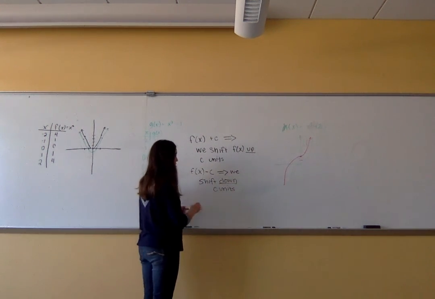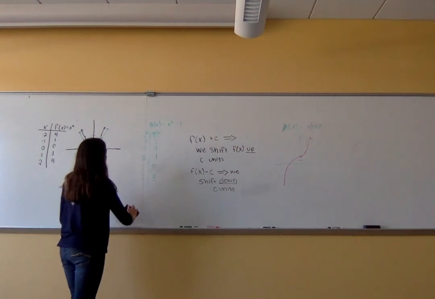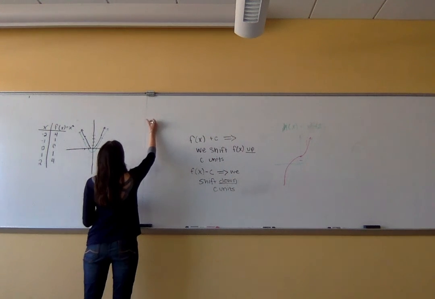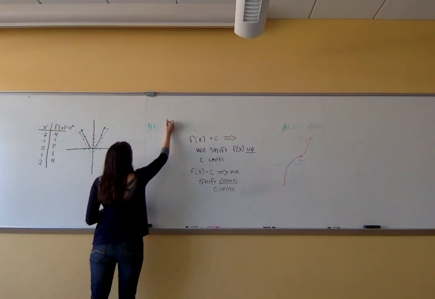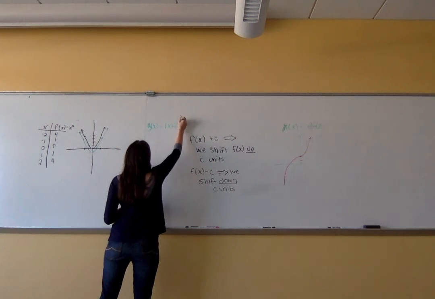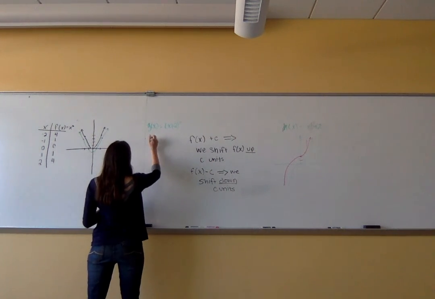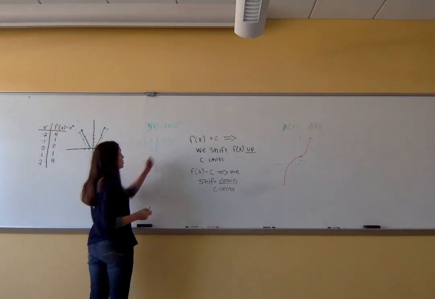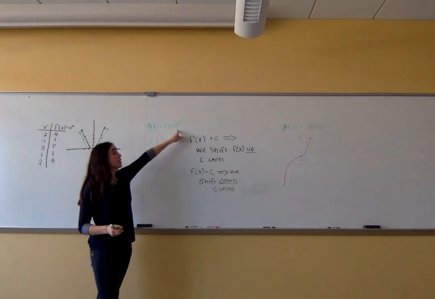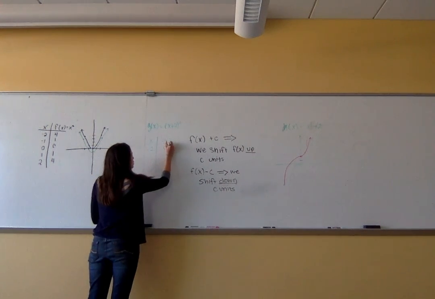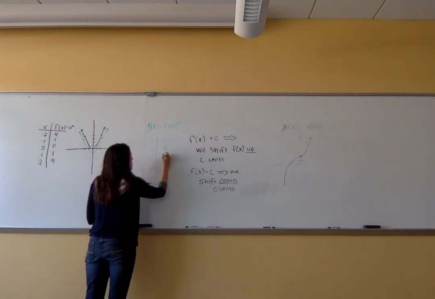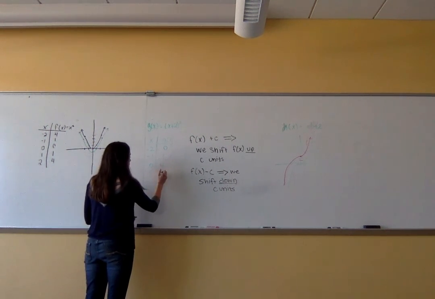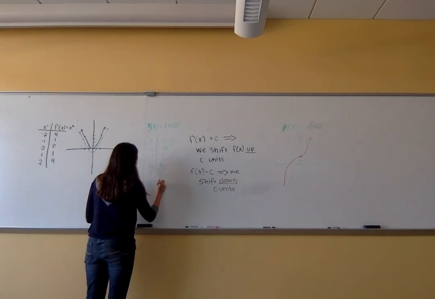So now there's another way that we can shift. We can shift left or right. So let's look at g of x equals x plus 2 squared now, and write the points for that. So we have x and g of x. If x is -2, we plug this in here, and we have -2 plus 2, and that's 0, so then our g of x is 0. So -1 gives us 1, 0 gives us 4, 1 gives us 9, and 2 gives us 16.